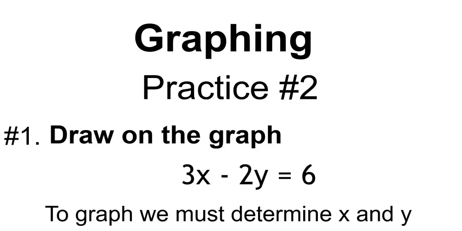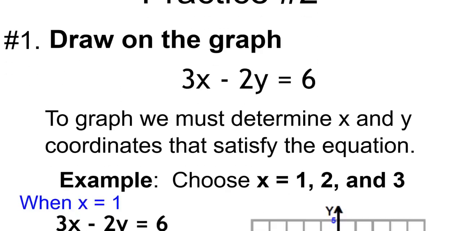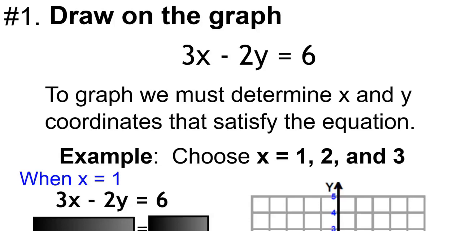Graphing, practice number 2. Question number 1. Draw on the graph 3x minus 2y is equal to 6. To graph, we must determine x and y coordinates that satisfy the equation. For example, choose x is equal to 1, x is equal to 2, and x is equal to 3.